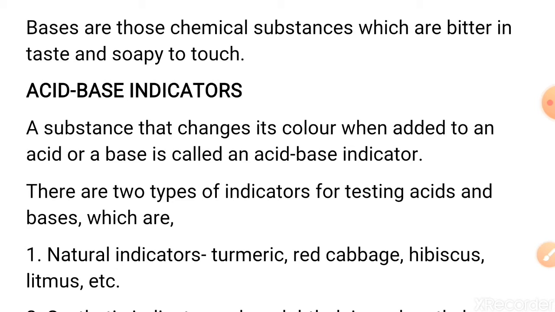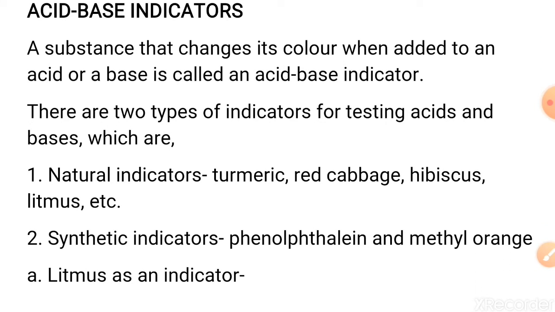There are two types of indicators for testing acid and bases, which are natural indicators and synthetic indicators. Students, as the name itself suggests, natural indicators are those indicators which we obtain from the natural sources like turmeric, red cabbage, hibiscus, litmus, etc. Similarly, synthetic indicators are the chemicals which we use for finding out acid and bases like phenolphthalein and methyl orange.